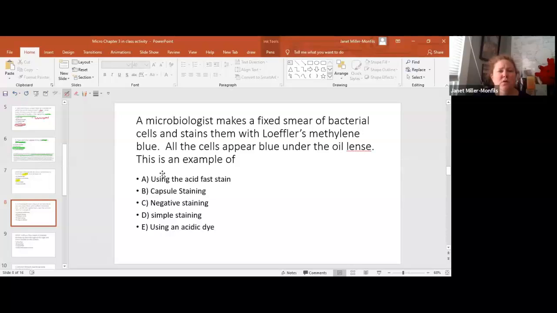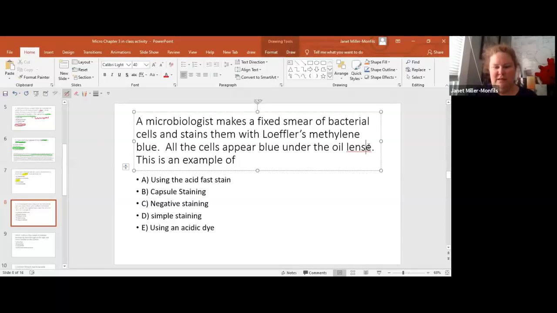Okay, so a microbiologist takes a smear of bacterial cells and stains them with Loeffler's methylene blue. That's what I dropped on the floor when I first started in Kentucky. It was great. All of the cells appear blue under the oil lens. Oh, I spelled lens wrong. This is an example of what? Can you tell I teach anatomy?